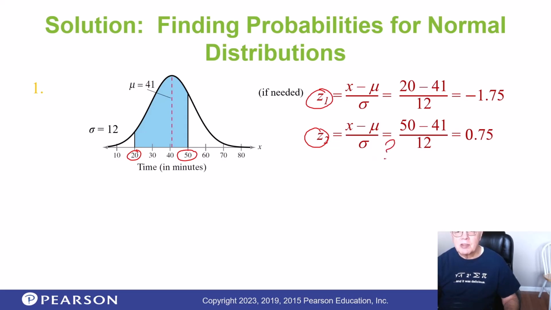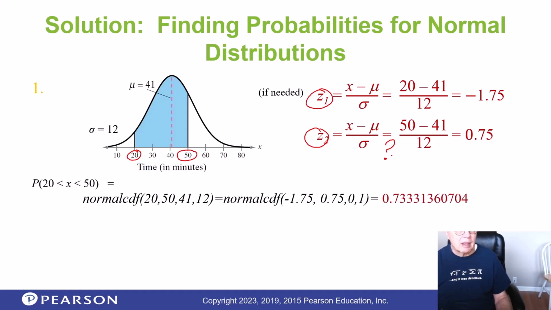This is a little bit questionable for us because we don't need to. We can get there in half the time or less by using normal CDF on the TI-84, and that's what we're going to do. At least that's what I am going to do. So there's my normal CDF. Start at 20, go up to 50. There's the curve we're talking about, a mean of 41, standard deviation of 12.